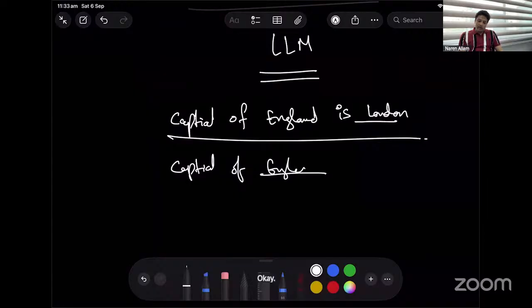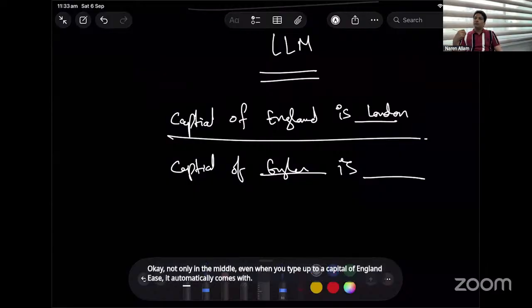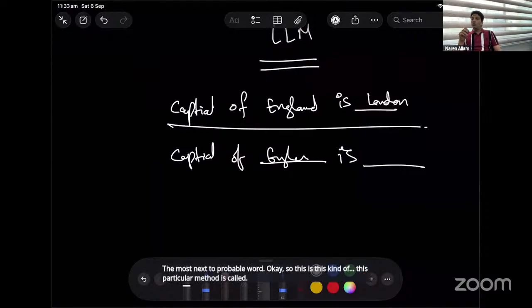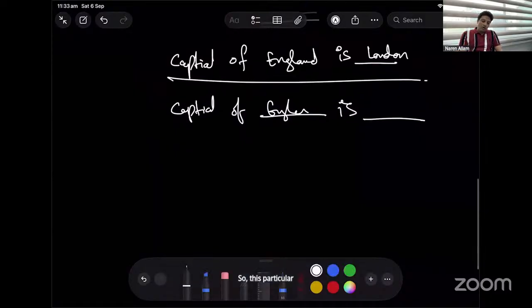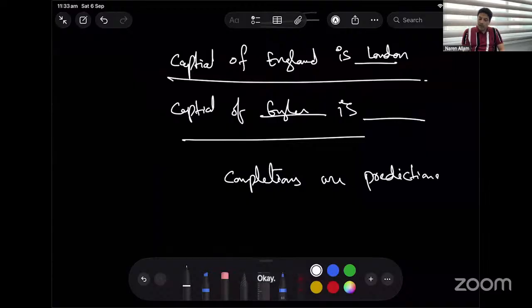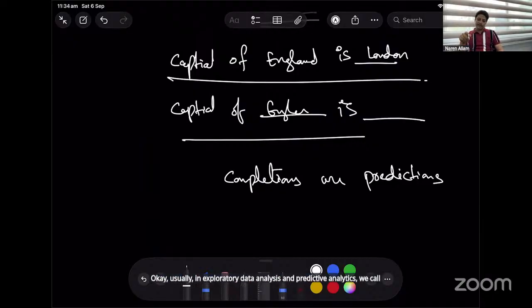Not only in the middle, even when you type up to capital of England is, it automatically comes up with the most probable next word. So this particular method is called auto-regressive transformers. This is the technique behind the success of ChatGPT. This particular concept is called completion. Completions are nothing but predictions. Usually in exploratory data analysis and predictive analytics, we call it predictions, but here in LLM terms, we call it a completion.